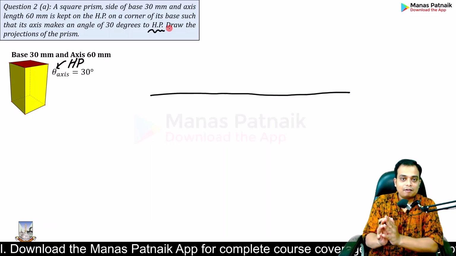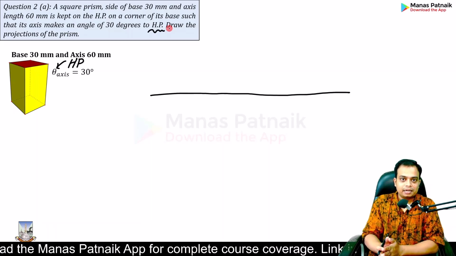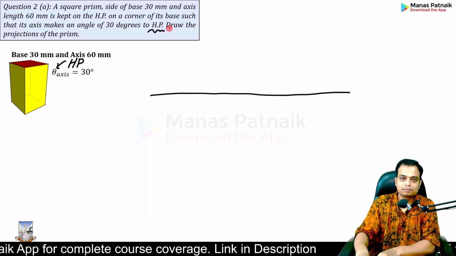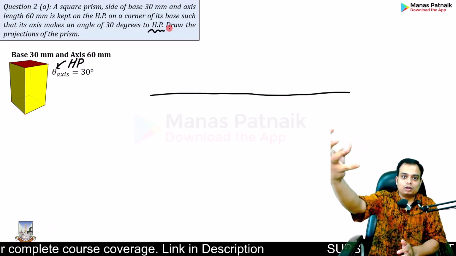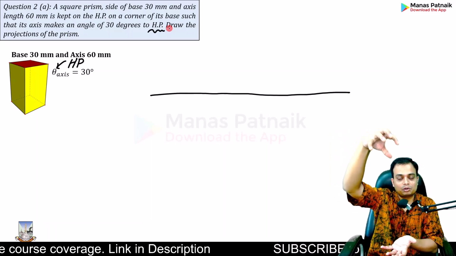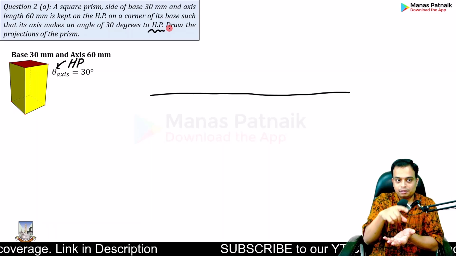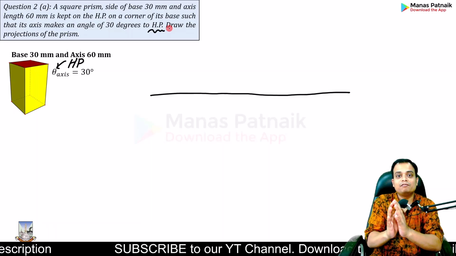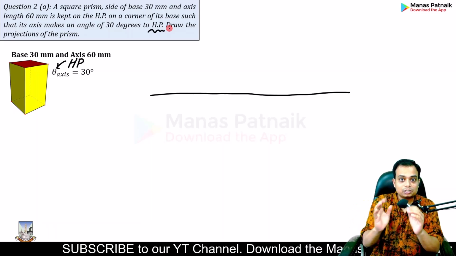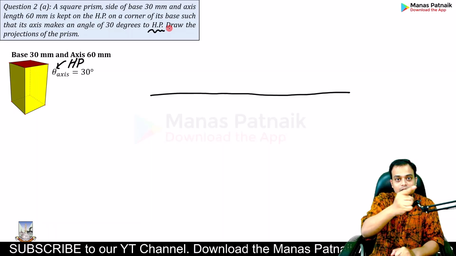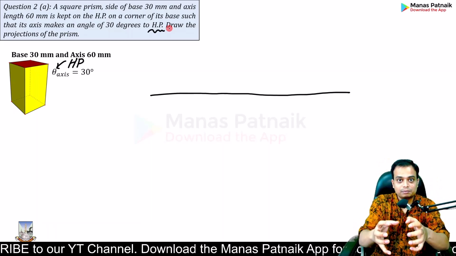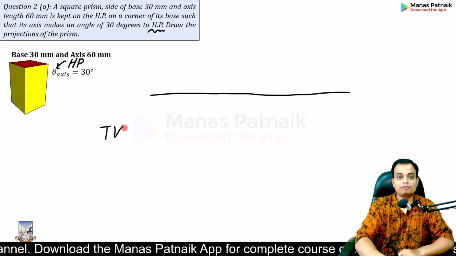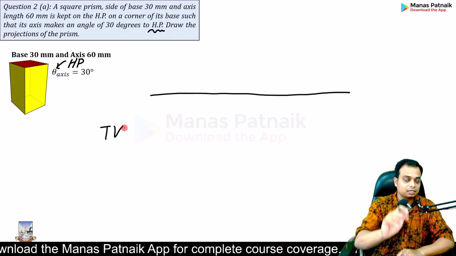Therefore, our standard procedure says that if a solid's axis is making a certain angle with the HP, then assume that solid is resting with its base on the HP. In this case, the axis of the square prism is making an angle with the horizontal plane. Therefore, assume that the square prism is resting with its base on HP. From where can you see the true shape now? Sir, the true shape can be seen from the top. Therefore, you have to begin by creating the top view. That is the first thing.